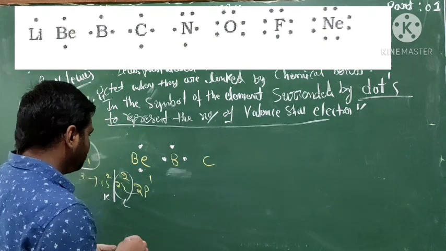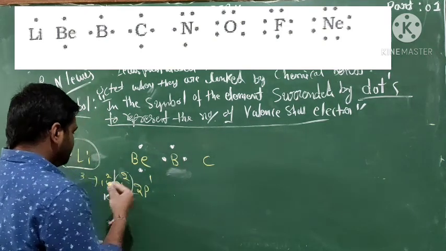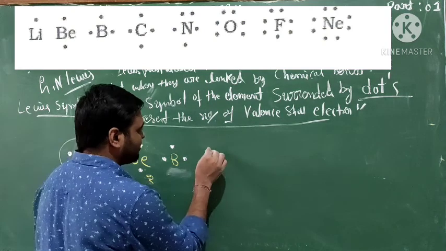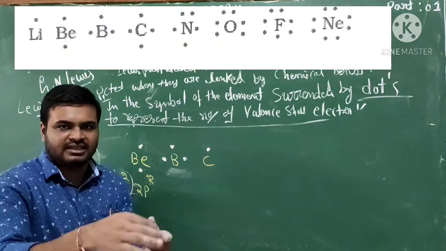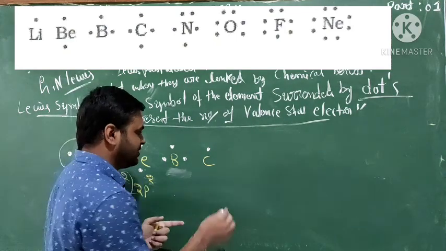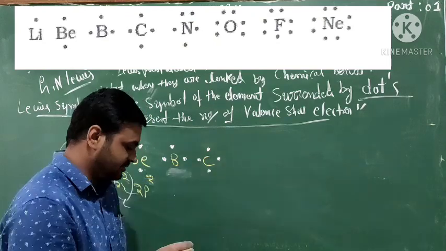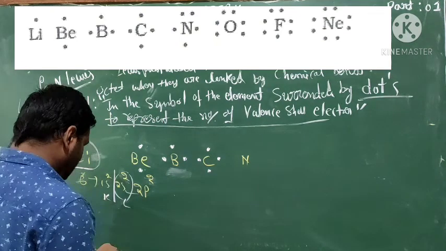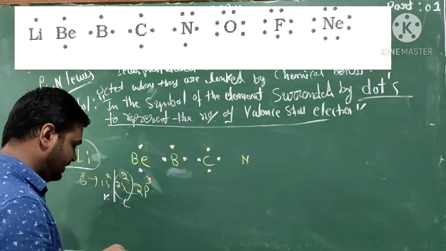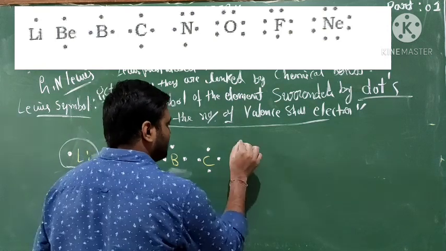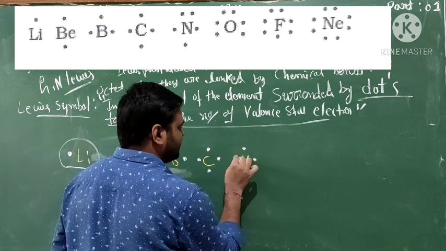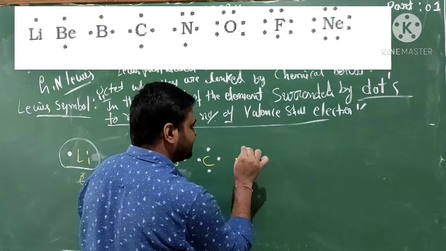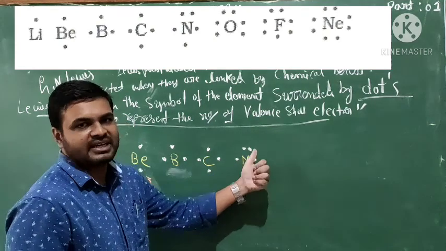So what about carbon? Carbon is 6, which means 1s2, 2s2, 2p2. So for carbon, in all 4 positions we represent 1 dot each: 1, 2, 3, 4. Clear? Next, nitrogen. Nitrogen has 2p3, which means 5 valence electrons. The fifth electron is represented as a lone pair of electrons.